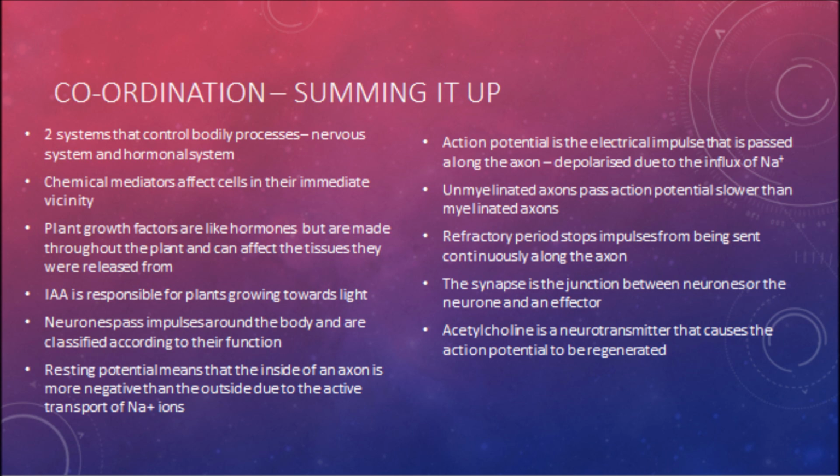Unmyelinated axons pass the potential slower than myelinated axons due to a lack of insulation. The refractory period between potentials stops impulses being sent continuously. The synapse is the junction between neurons and effectors. Acetylcholine is a neurotransmitter that causes the action potential to be regenerated.